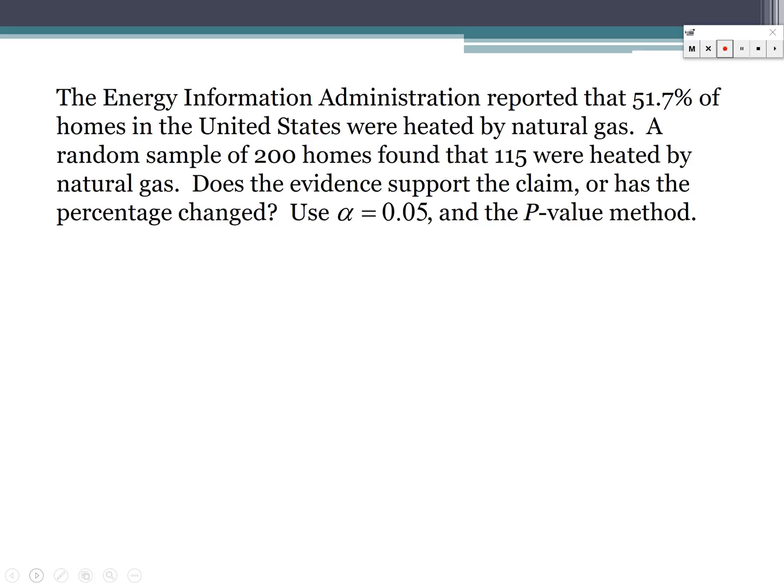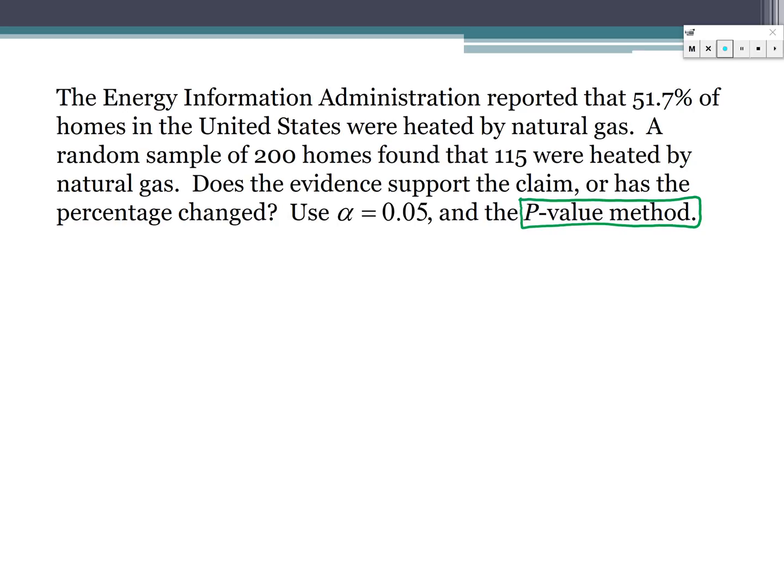So if we take a quick read through the question, we have an Energy Information Administration reported 51.7% of homes in the U.S. were heated by natural gas. Random sample of 200 homes found 115 were heated by natural gas. Does the evidence support the claim or has the percentage changed? Alpha is going to be 0.05, and here it specifically says p-value method.